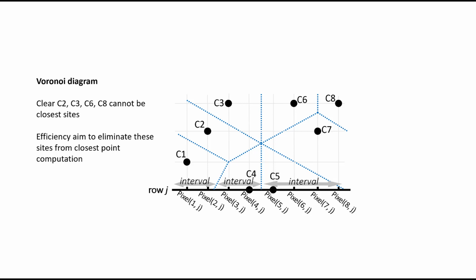Now consider the Voronoi diagram. It is clear that points C2, C3, C6 and C8 cannot be the closest sites for any of the pixels on that row because the Voronoi cell of those sites does not intersect the row. The aim of this algorithm is to eliminate those sites from the closest point computation efficiently and in parallel.